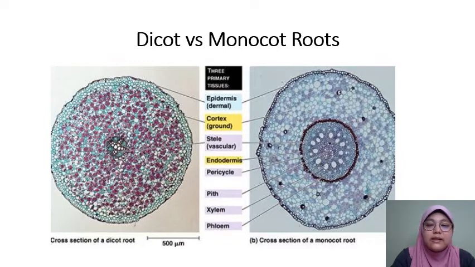In monocots, the xylem and the phloem tissue bundles are arranged in a circular fashion around the central pith. So the central pith consists of the ground tissue parenchyma. And then we have a layer of pericycle that encircles this vascular bundle, and outer to that will be the endodermis, cortex, and epidermis.